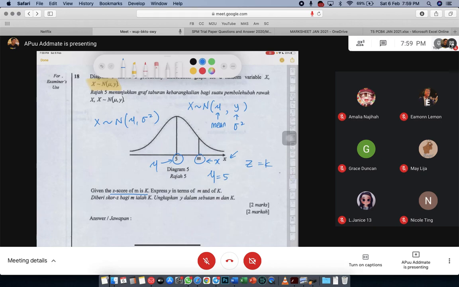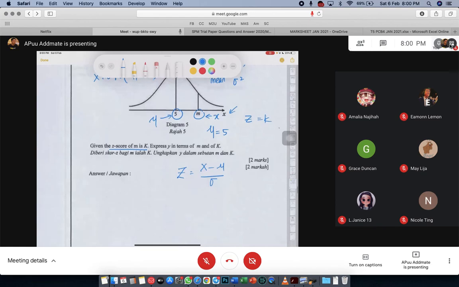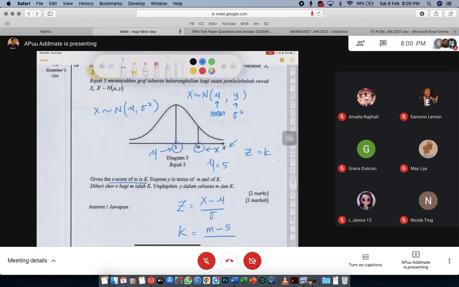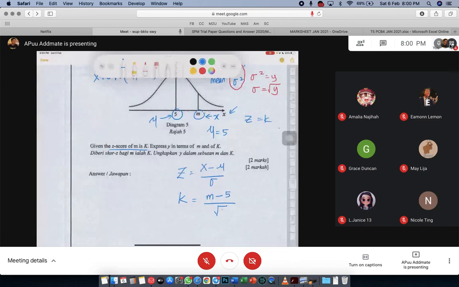So that means you have to use the z formula. Z is equals to x minus mean over standard deviation. That is your formula. What is your value of z? K. What is your value of x? M. What is your mean? 5. What is your standard deviation? Look here, this one is your variance. So the standard deviation equals to square root of y. So now I substitute square root of y at the bottom.